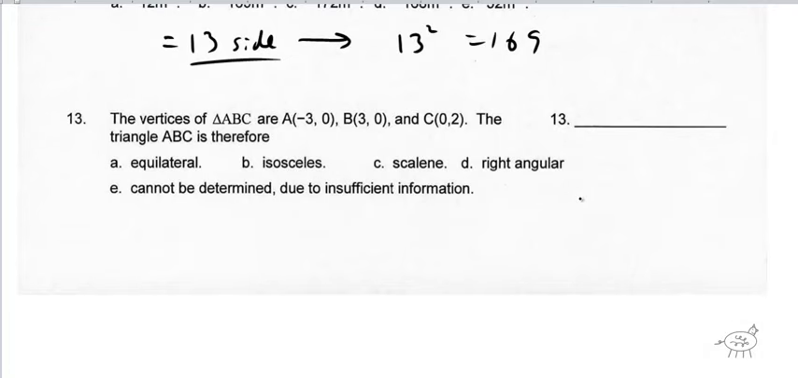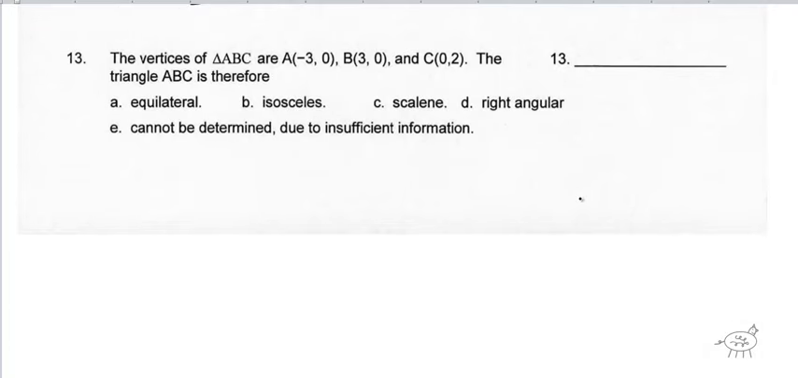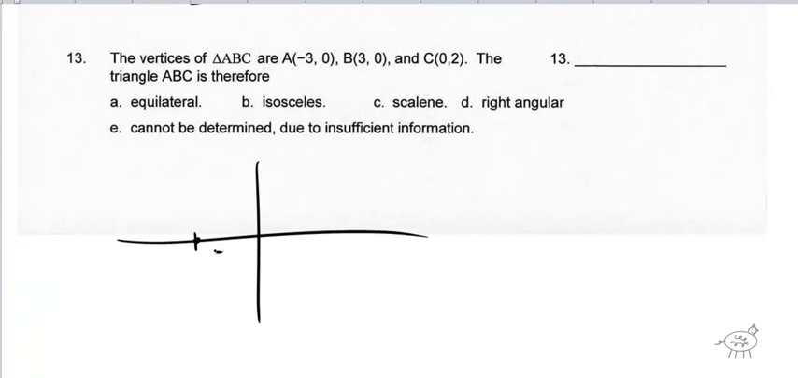Okay, 13. The vertices of the triangle are, and they give them to you there. Therefore, it is what kind of triangle? Again, I think it's helpful to sketch it. Negative 3, 0 here, and 3, 0 here, and 0, 2. I can pretty much see what it is right away. It's the same distance, right? 3's. So this is definitely an isosceles triangle, B.